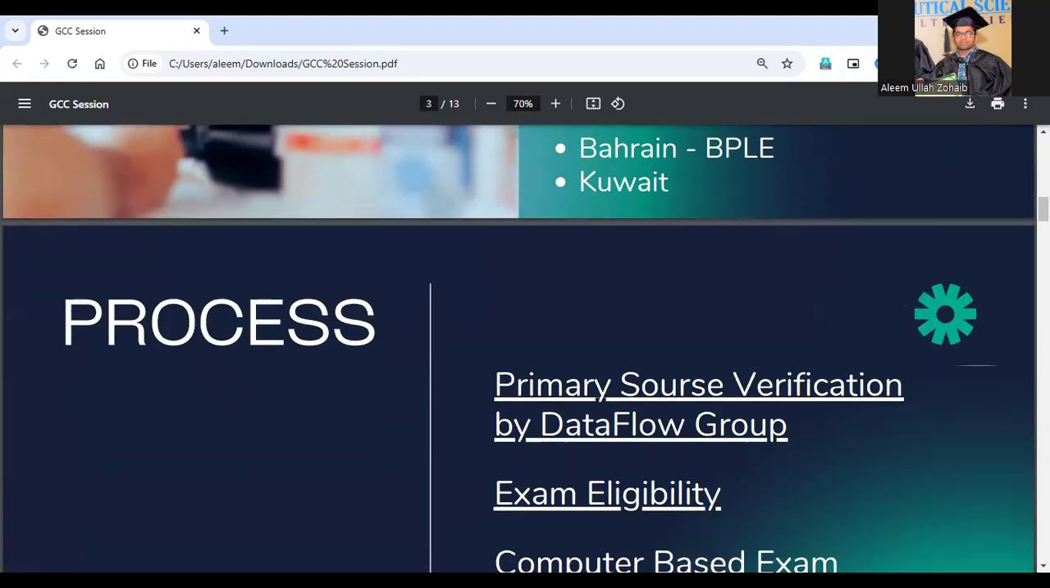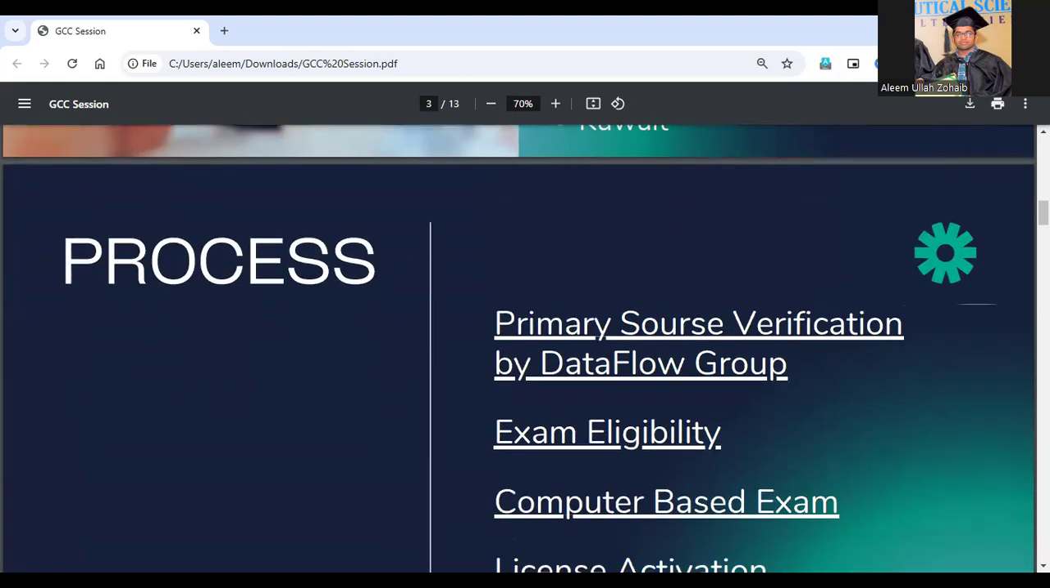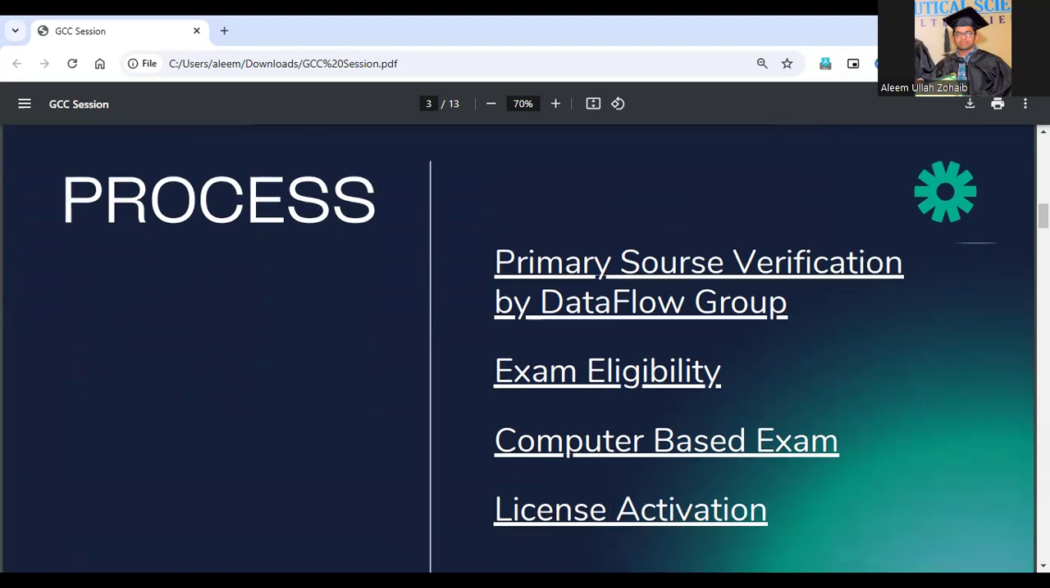There are common things to register. Every country has its own set of processes to register, but the common things are the primary source verification by DataFlow Group, and then you need to write a computer based exam, and after the exam you get the job and activate the license.